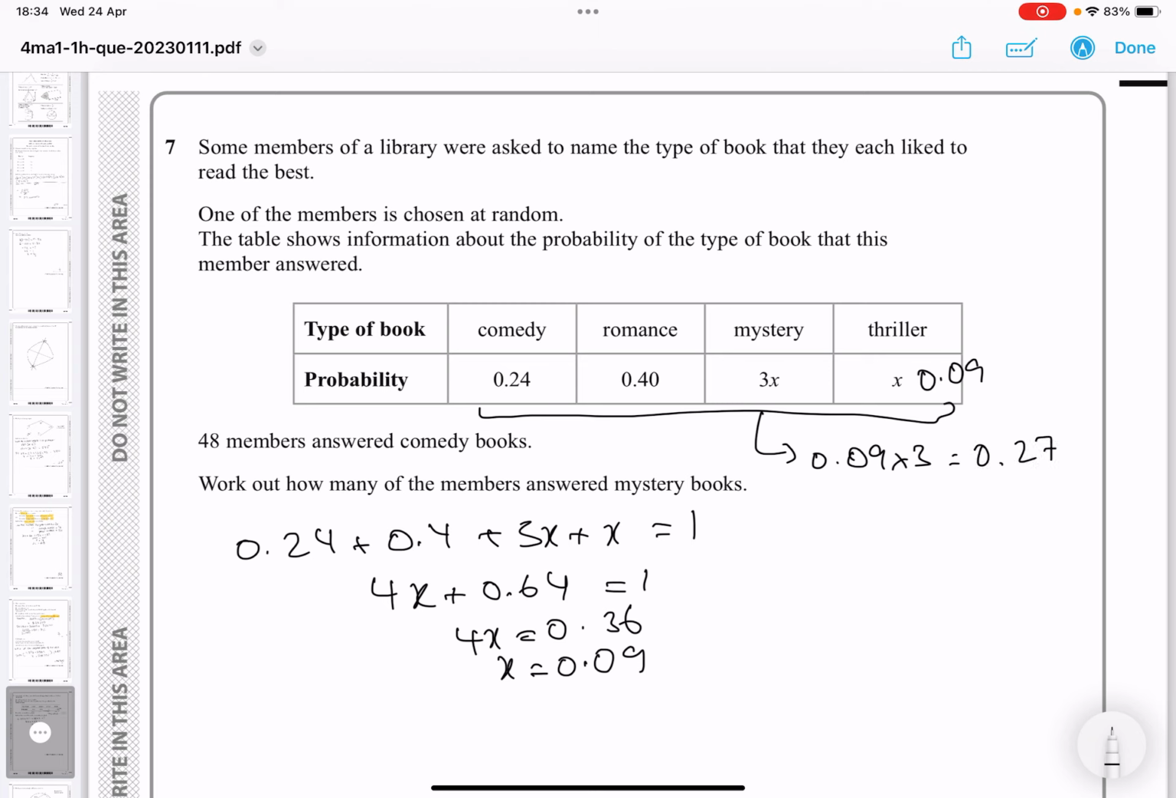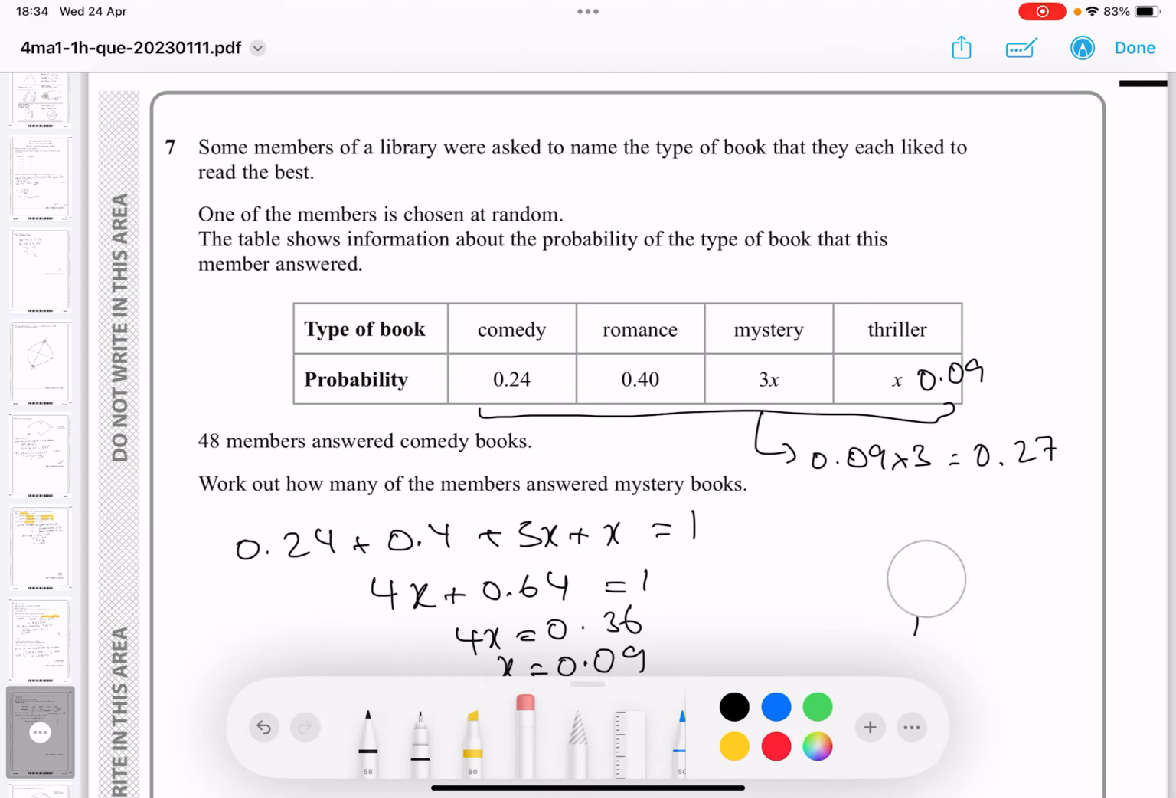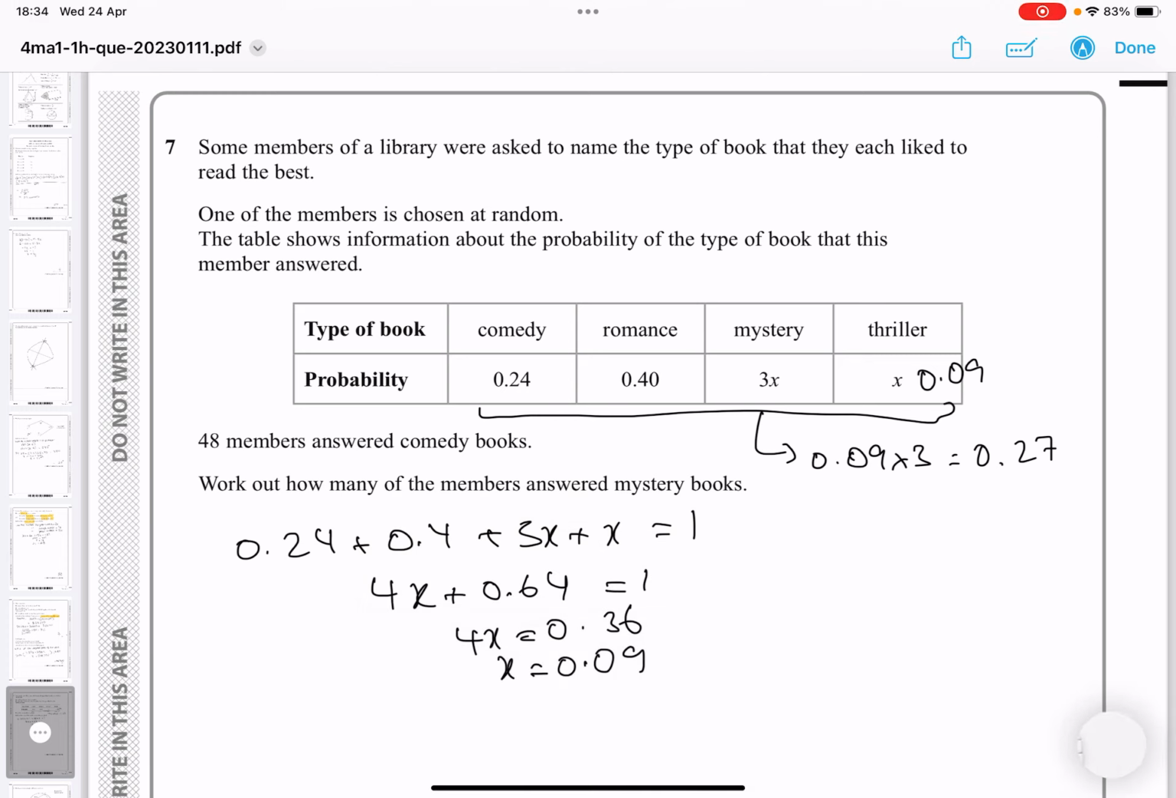Okay? So, make sure you read the question again. Here it does not ask for the probability. It asks for how many of the members answered mystery books. What they've told us is that 48 members answered comedy books. So we know that comedy, which has a probability of 0.24, we have 48 people answering comedy books. And we need to work out the members answering mystery books, which is 0.27.